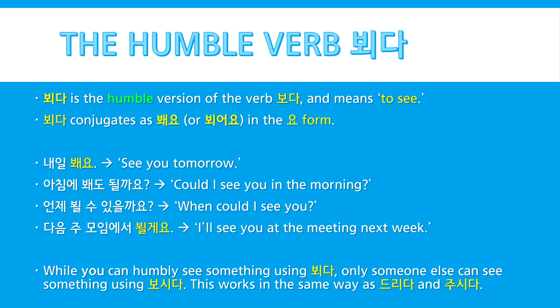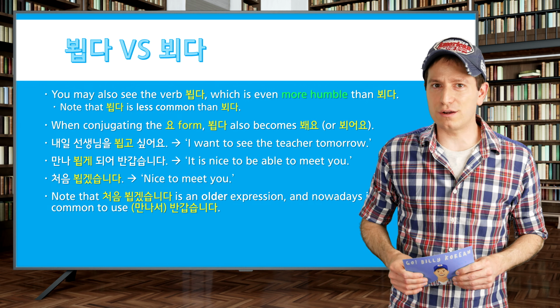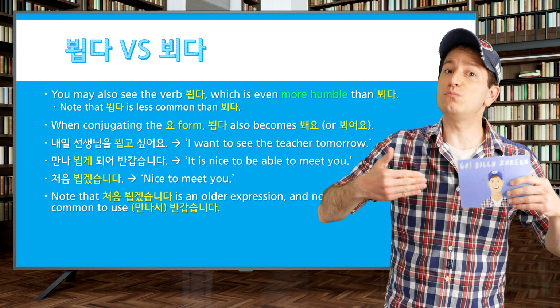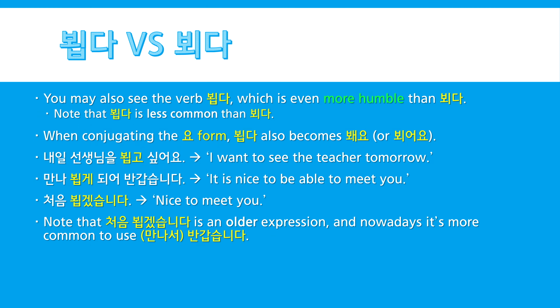Again, while you can humbly see something using 뵈다, only someone else would see something using 보시다. This works in the same way as 드리다 and 주시다. One more humble verb you should be aware of is 뵙다, which actually has the same meaning as 뵈다, but is even more humble sounding. Note that this verb, 뵙다, is less common than 뵈다. When conjugating the 요 form, 뵙다 also becomes 봬요. So the conjugation doesn't change.